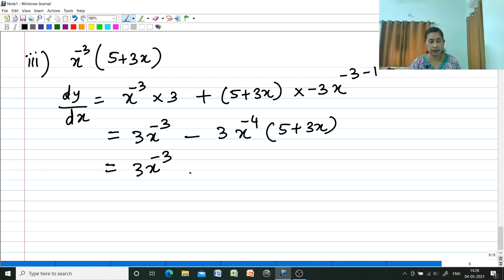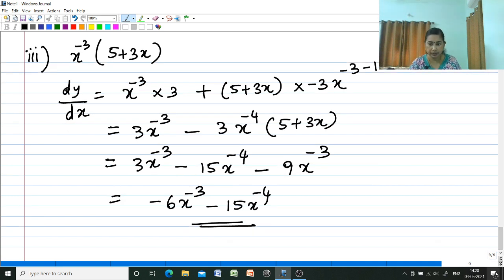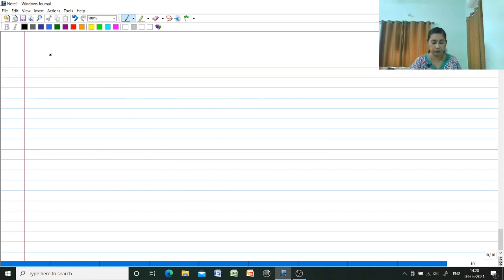3x raised to minus 3 minus 15x raised to minus 4 minus 9x raised to minus 4 into x, that is x raised to minus 3, and that is equal to minus 6x raised to minus 3, then minus 15x raised to minus 4. Now next question, question number 4, x raised to 5 into 3 minus 6x raised to minus 9.